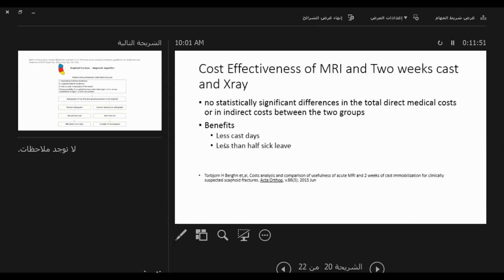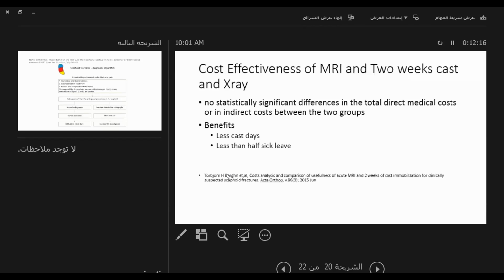If you have a patient who came to you with signs of scaphoid fracture, you X-ray him, it is normal, you do an MRI, and he is diagnosed with scaphoid fracture, you take the patient to the treatment of scaphoid. If it is normal, there is no need for casting, maybe a simple wrist splint is enough to treat the patient for a few days. And also, it has less than half the sick leave days for the patients.